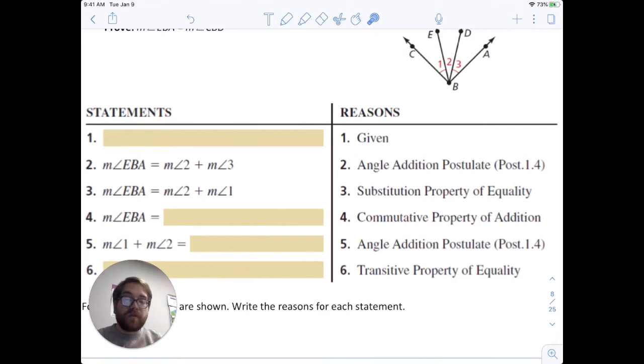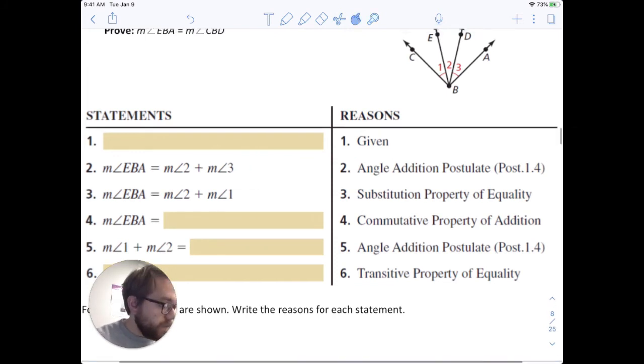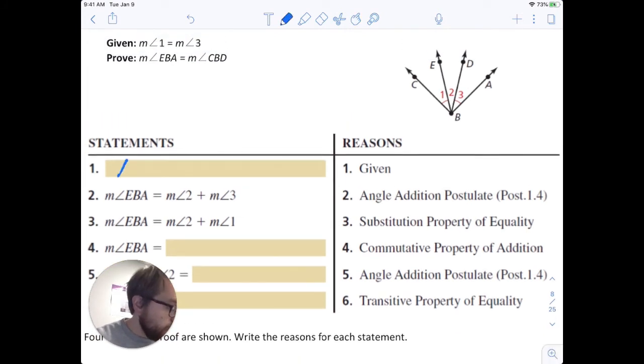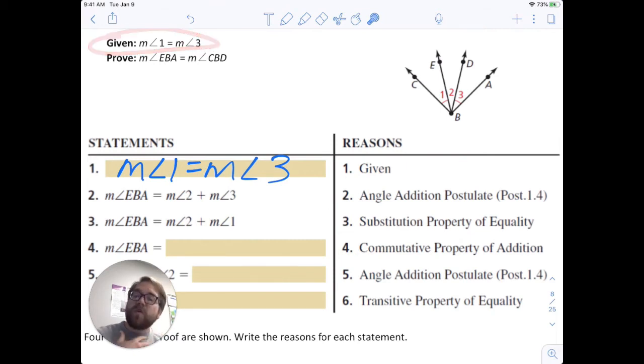Now, normally when you're proving something, if you're on your own without any supports, you have no statements, no reasons, you got to come up with it all. But since we're just learning, we're kind of filling in the statements and the reasons as we go. So as always, you start with your given information. So what is our given information here? We're told that the measure of angle 1 is equal to the measure of angle 3. Right, that's our given information starting right here. You always know where to start at least because you know what's given to you.